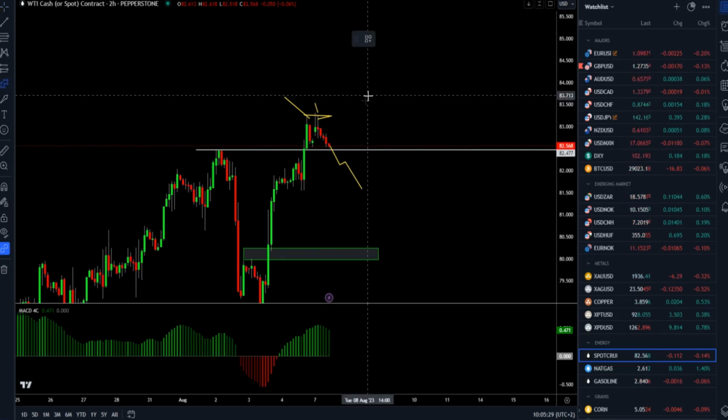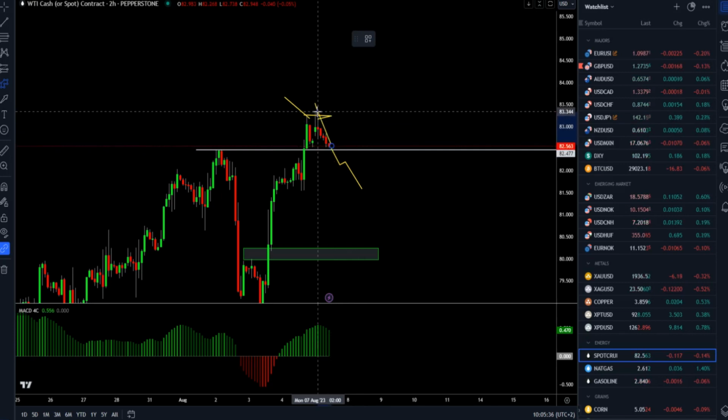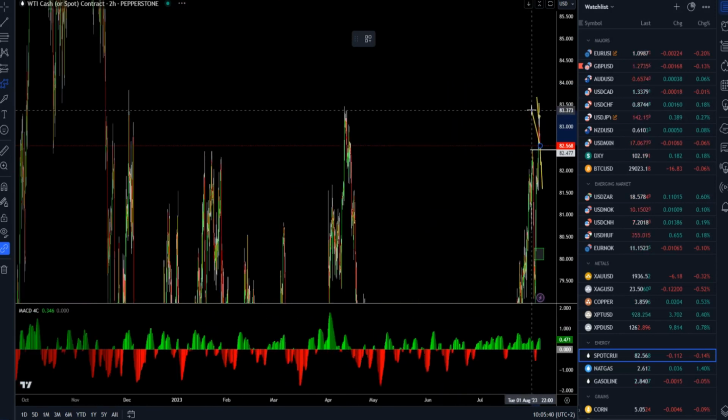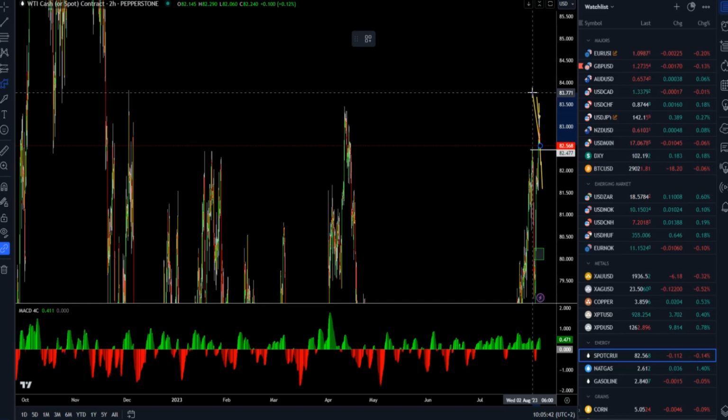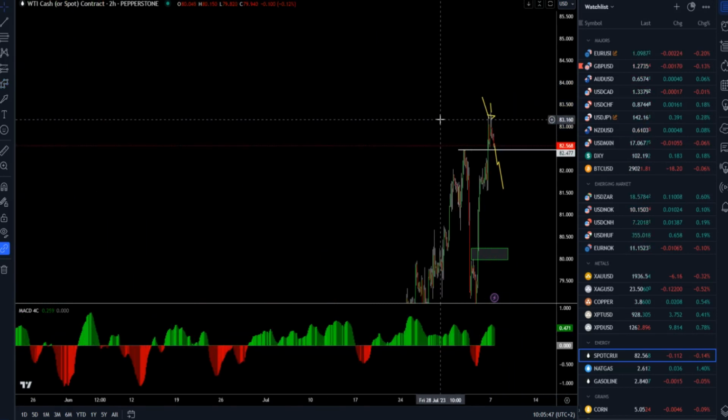Now, if the market, for example, will start a new rally and take the pin bar highs, then of course this can open the door for higher prices and for the next level 83.75 or basically 84.50 mark to be on the test.